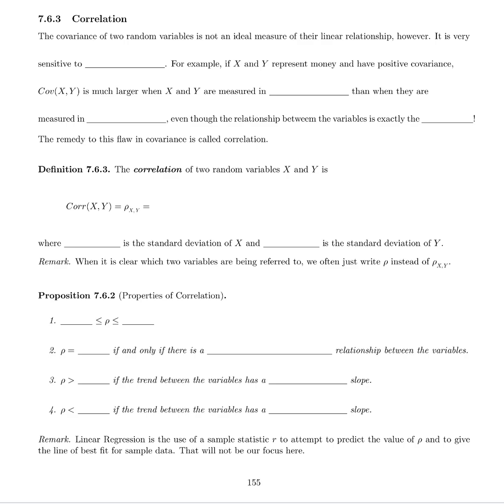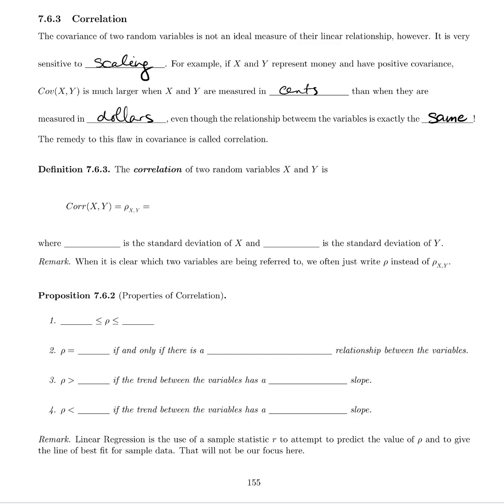It is very sensitive to scaling. So for example, if x and y represent money and if they have positive covariance, then the covariance of x and y is much larger when x and y are measured in cents than when they would be measured in dollars. And that is even though the relationship between these variables, the units that they have, changes nothing. The relationship between them is exactly the same. So clearly that is not desirable.